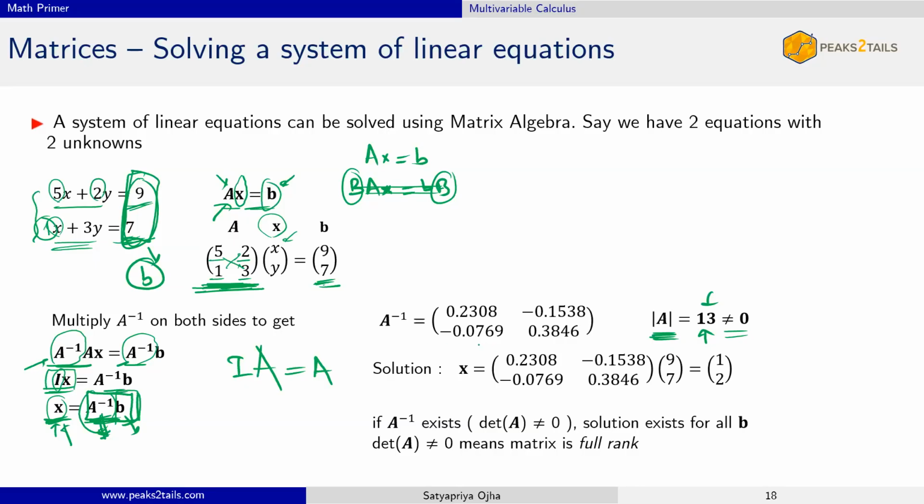And calculating A inverse is super easy in software. You just call the built-in function and then multiply by B. So if A is this, we calculated A inverse as this. In Excel, you can do that in one shot. And finally, your solution X is A inverse times B. And this is the solution, 1, 2. You can verify: 5 plus 4 is 9 and 1 plus 6 is 7.